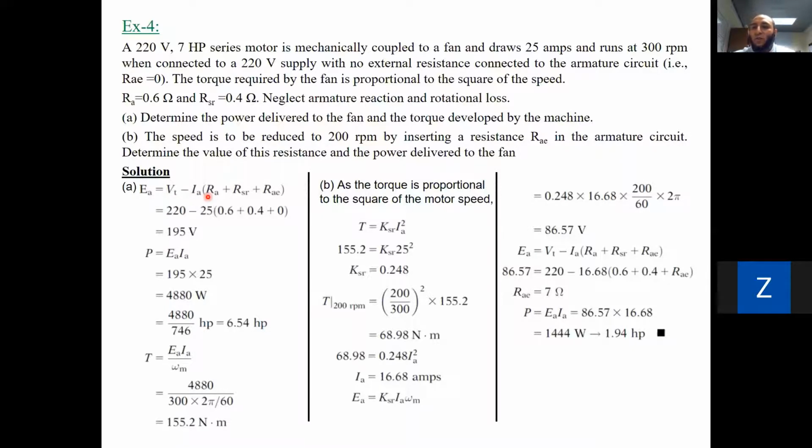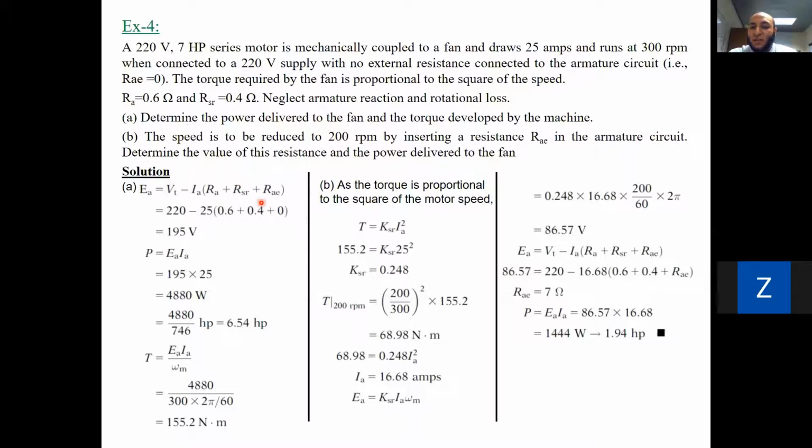For a series motor, we have the armature resistance, the series field winding, and the rheostat. All of these resistances are connected in series. So here we have zero rheostat, so we can substitute the armature resistance 0.6, the series resistance 0.4, and the rheostat is 0.